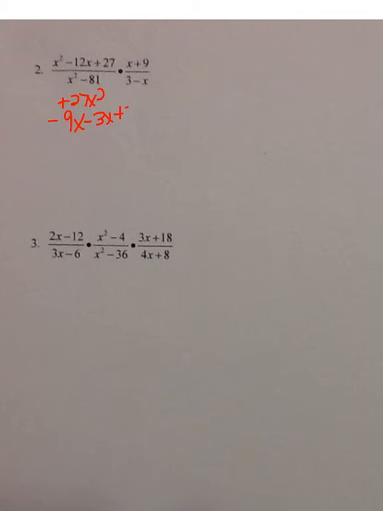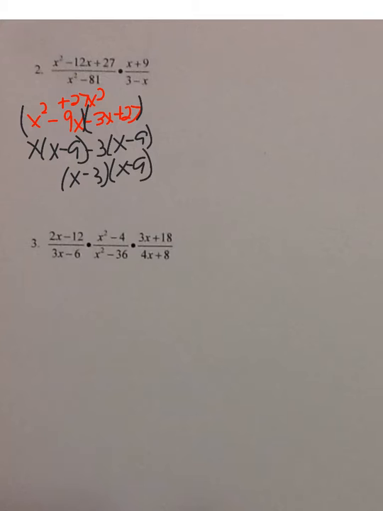And then I have positive 27 at the end and x squared at the front, and then I factor by grouping. So it's x times (x minus 9), negative 3 times (x minus 9). So my factors are (x minus 3) times (x minus 9). Okay, so let's write that down. I have x minus 3, x minus 9.